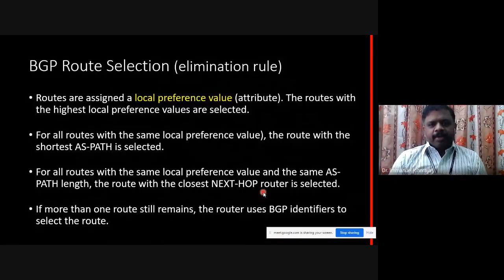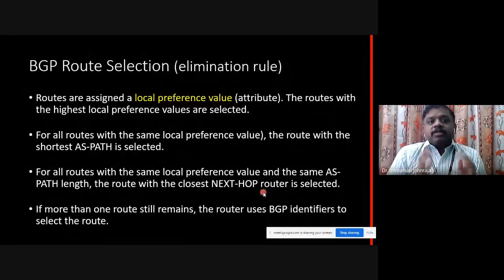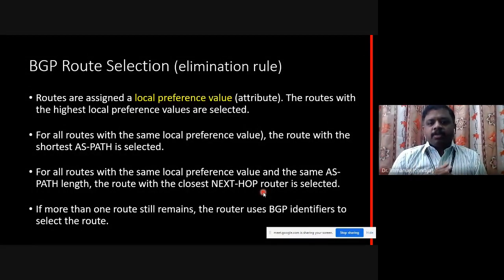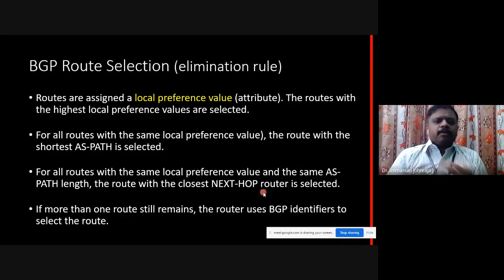If more than one route still remains, then the router uses the BGP identifier to select the route. How are BGP identifiers chosen? The BGP identifiers are generally the ID of each router. So based on that, it will choose on its own policy. There is no strong policy given here. This is how BGP routes are selected.